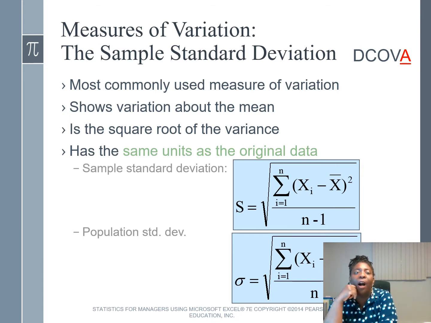So it's the most commonly used measure of variation. It shows variation around the mean, is the square root of variance, and has the same unit as the original data, and that is the biggest benefit of using standard deviation instead of variance.